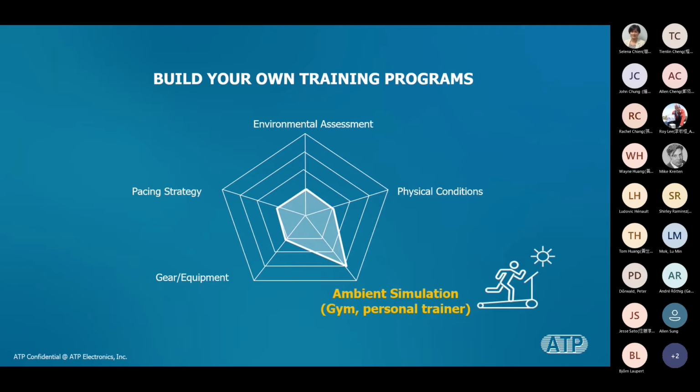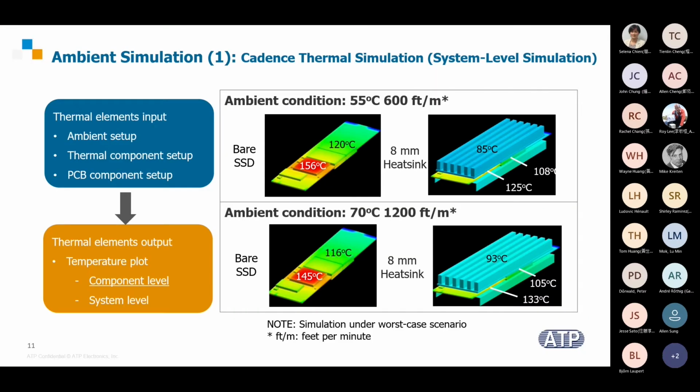After evaluating the environment and physical conditions, it's time to arrange the personal training program. The Cadence simulation software can run system-level and module-level simulation with customers' input for ambient temperature, airflow, and the parameters of the ATP SSD drive. The thermal simulation shows the estimated temperature with or without heatsink solution. Here are two scenarios. The ambient condition is 55 degrees Celsius at 600 LFM airflow. Another is 70 degrees Celsius at 1200 LFM. The simulation result is pure hardware under full operation mode.